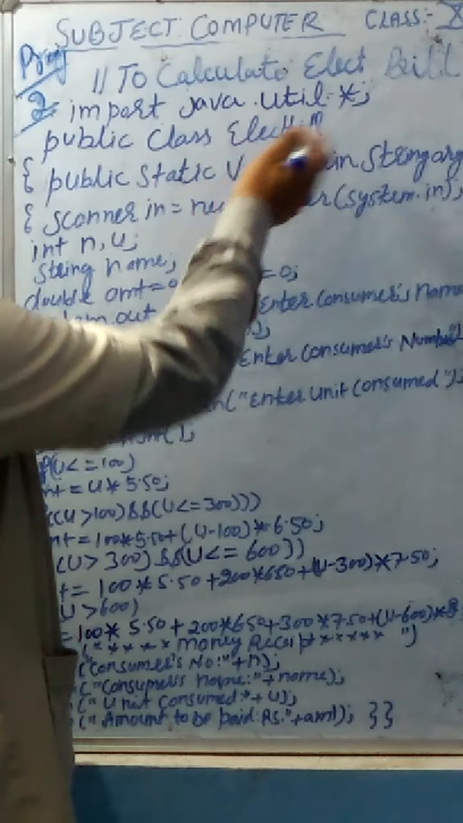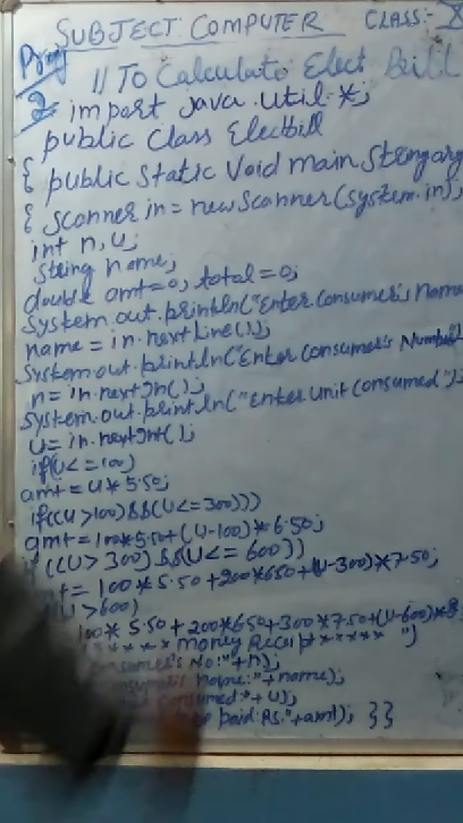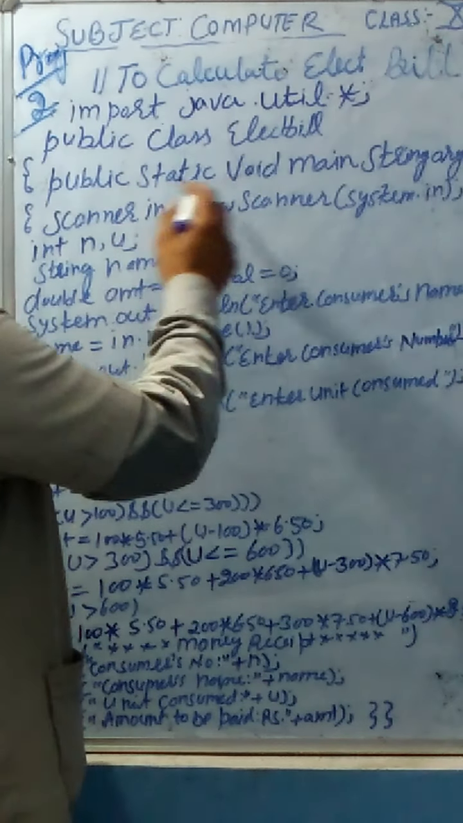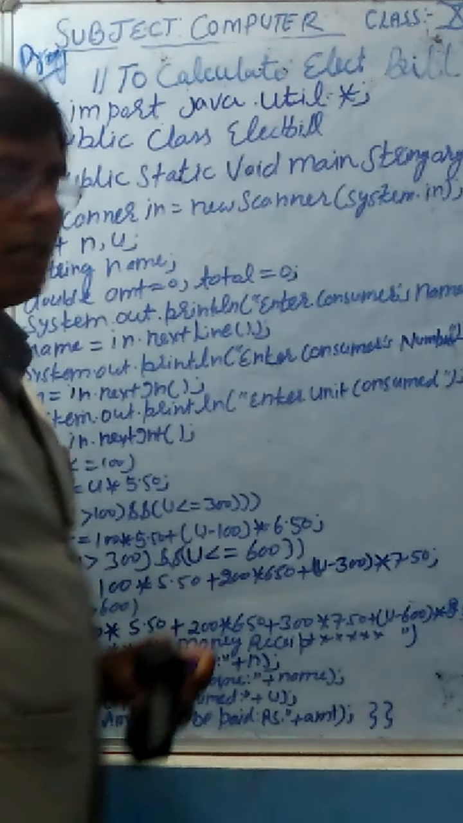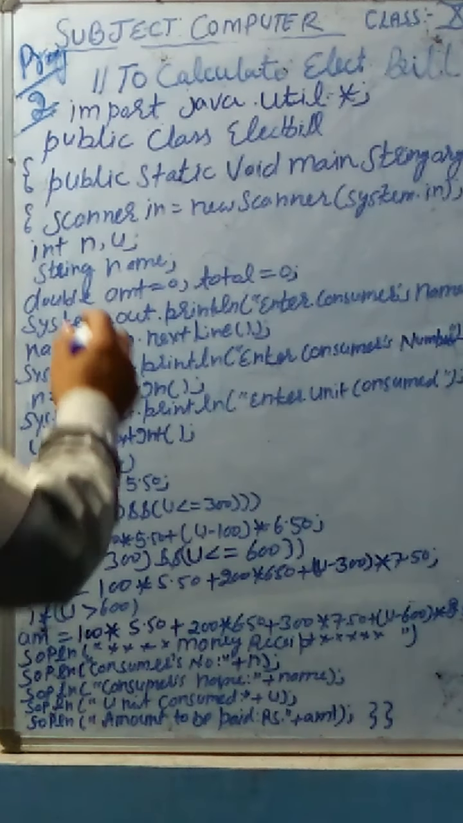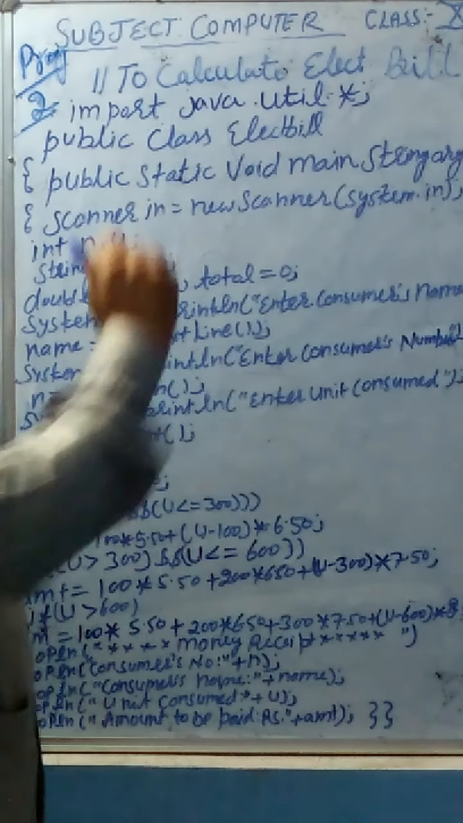Next we have to define the class public class ElectricBill. Then open the bracket. Then we have to use the main function: public static void main(String[] args). Then after that we have to use the Scanner: Scanner in = new Scanner(System.in).